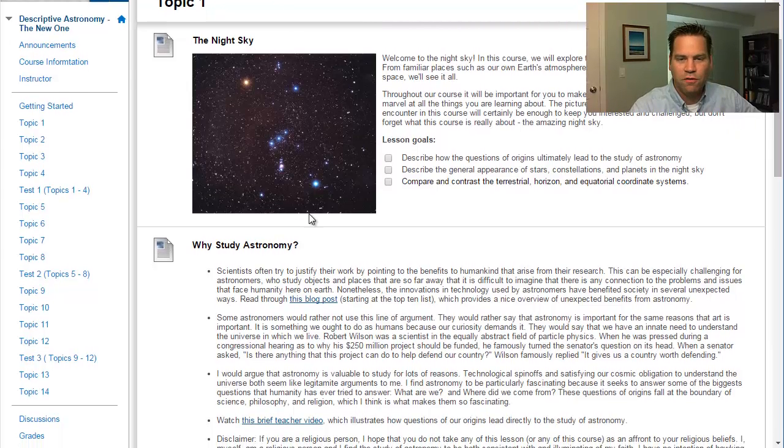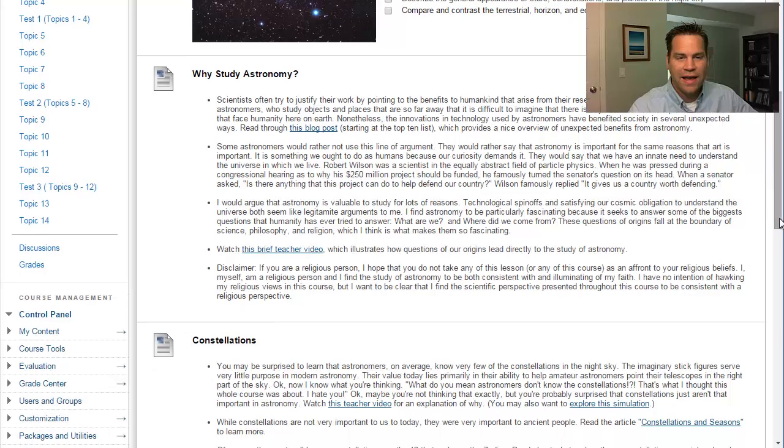Topics will start with a nice beautiful picture and a brief introduction to the topic, as well as the learning goals for that topic. And you can check those off as you work through them. It doesn't do anything, but sometimes it's nice to check a box. And then you'll find the actual instruction material. This will include text right here on the page, but also links to articles, to simulations, to teacher videos, both that I've made and that other people have made. So all of that instructional content is there.